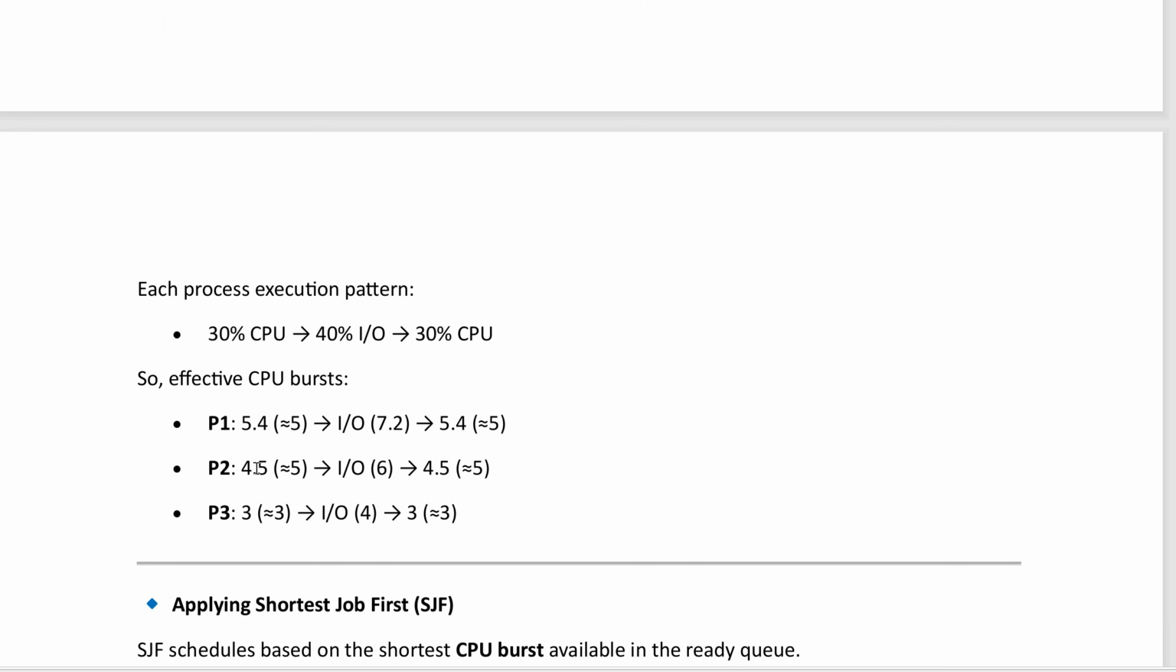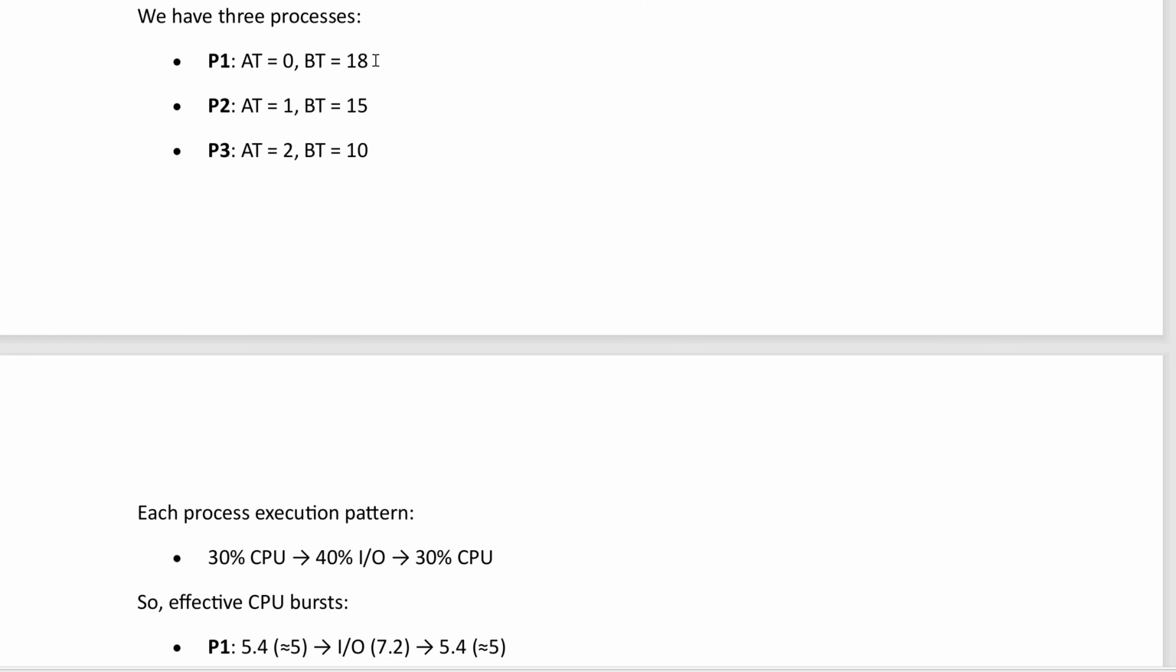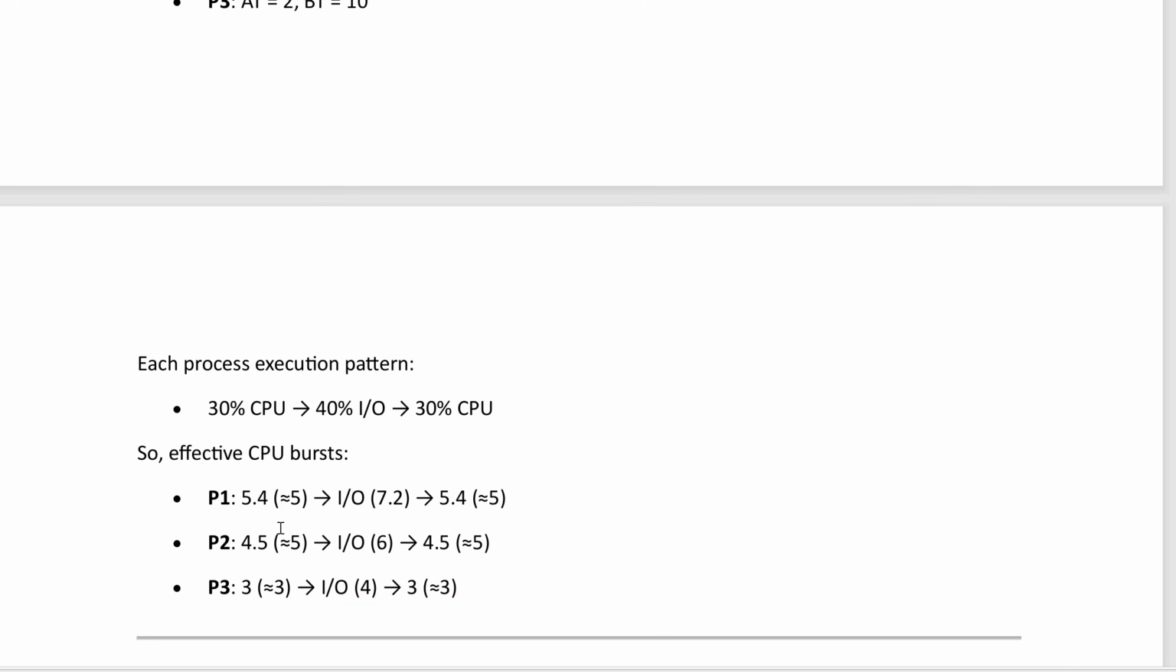So again we can see here, 30% CPU means P1 burst time is 18. So 30 divided by 100 into 18 is 5.4. We take the rounded value, that is 5. Similarly here it will be 5. Similarly we can compute the IO. Burst time of P1 is 18, so 40 divided by 100 into 18, the IO time will be 7.2.